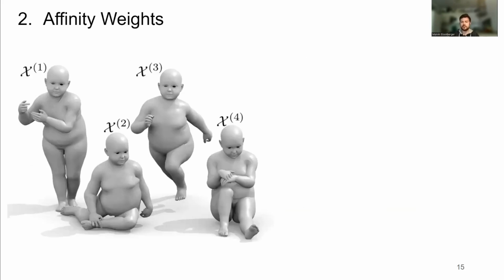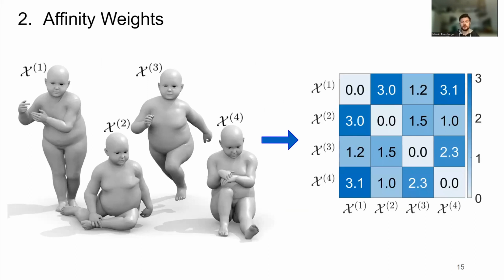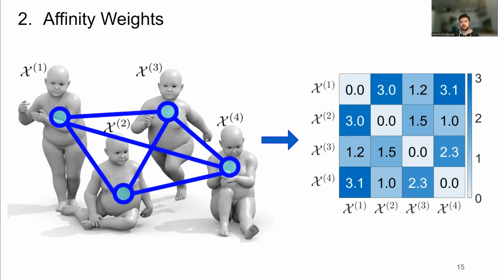Right, so for our shape collection, first of all, we define these affinity weights between any pair of poses, which then effectively defines a graph structure on our shape collection where the edge weight between any two poses is simply equivalent to the affinity score.